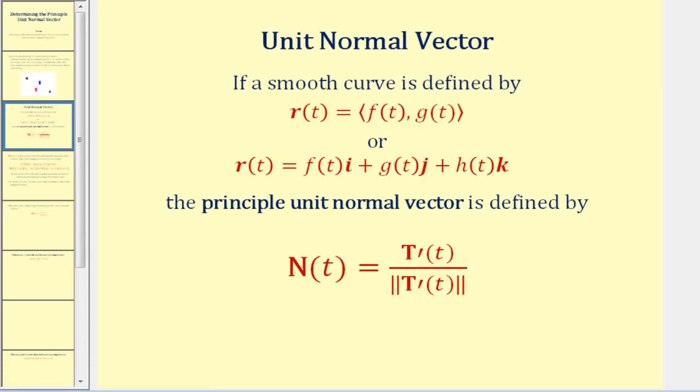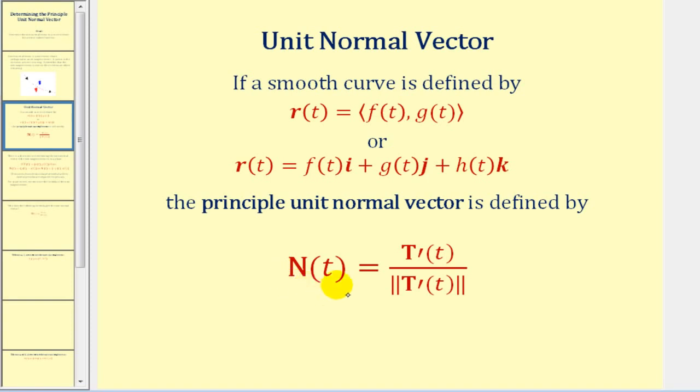Here's how we'll determine the unit normal vector. First, we'll have a smooth curve defined by a vector valued function in R2 or R3. Then the principal unit normal vector is defined by the vector valued function N of t is equal to T prime of t divided by the magnitude of T prime of t. Remember, the vector valued function T of t is the unit tangent vector valued function.